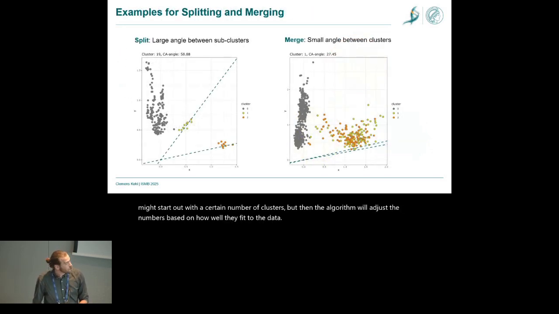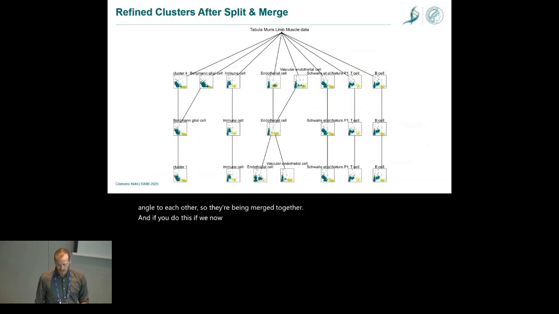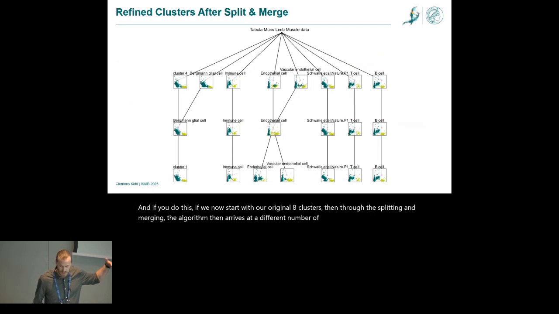And just to visualize for you how this then looks in association plots. For example, on the left, you have an association plot with a cluster that is split into 2 new ones because the angle is very large. Similarly, on the right, you have 2 clusters with a very small angle to each other, so they're being merged together. If we now still have our original 8 clusters, then through the splitting and merging, the algorithm arrives at a different number of clusters. For example, here you can see several steps in this graph where it either merged them or split a cluster.